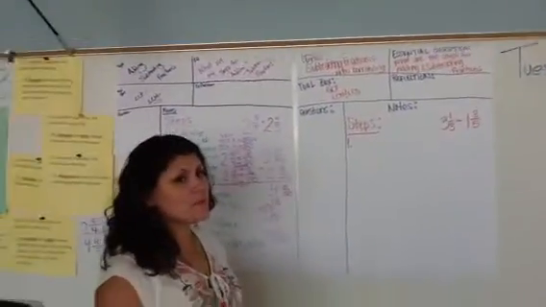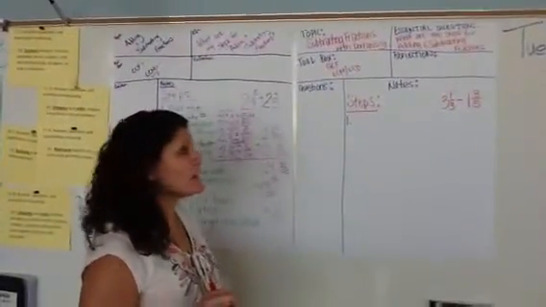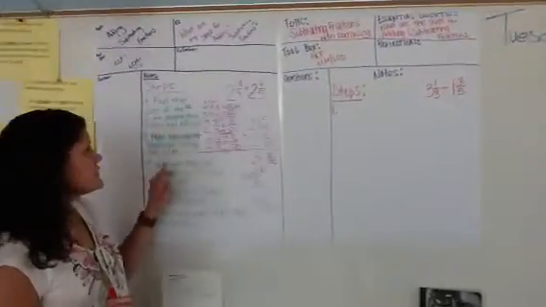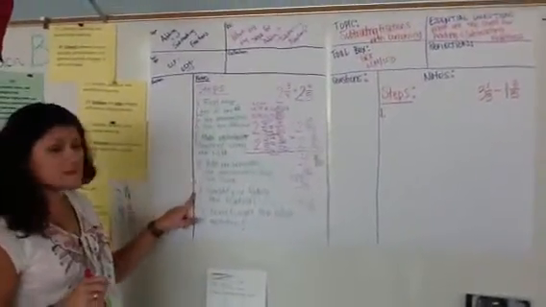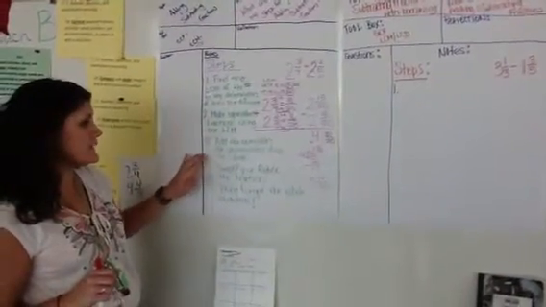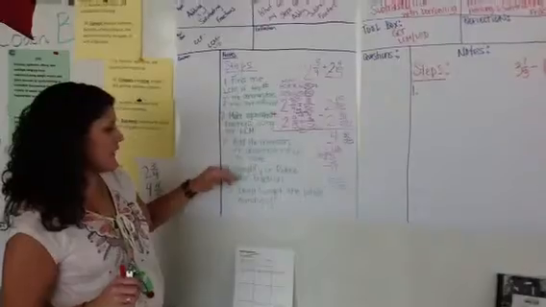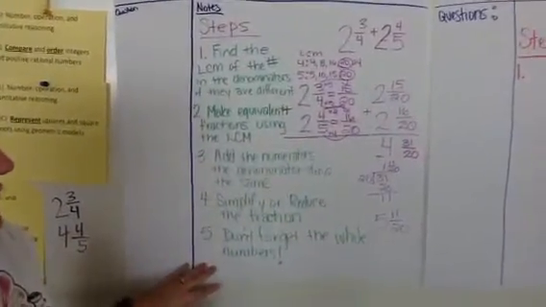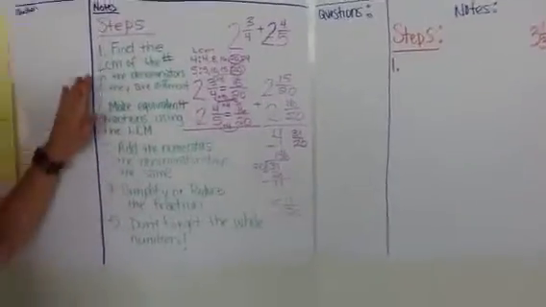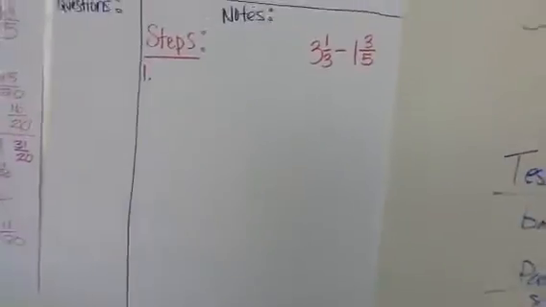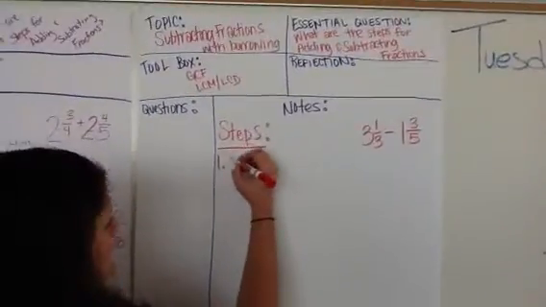Hey guys, we are going to focus on subtracting fractions when you have to borrow. For normal subtraction of fractions, you can just refer back to these steps because they're all the same. You find the LCM, make equivalent fractions, and then subtract instead of add the numerators, denominator stays the same, simplify, and don't forget the whole numbers. So if you need to, you can go back and copy these steps, but over here, I'm just going to write: refer to adding and subtracting fractions notes.